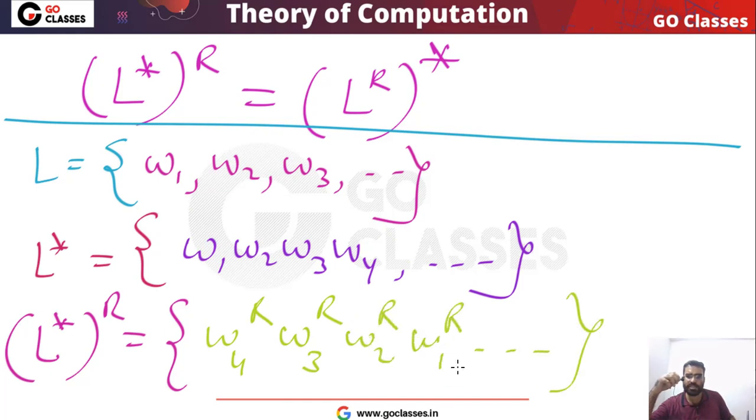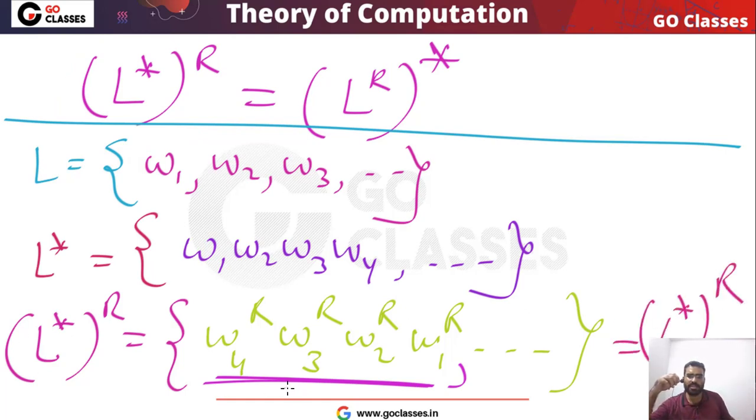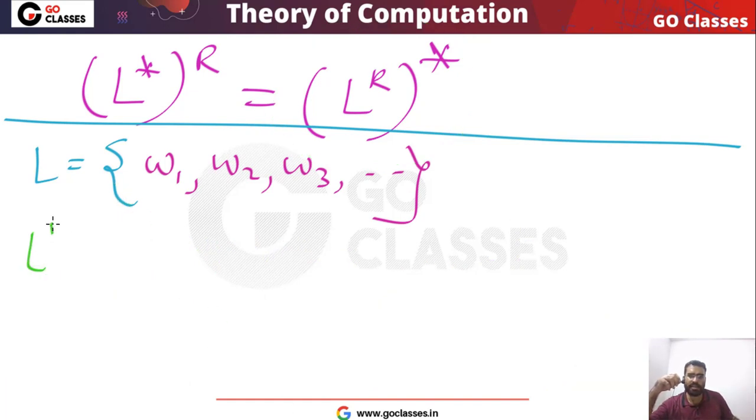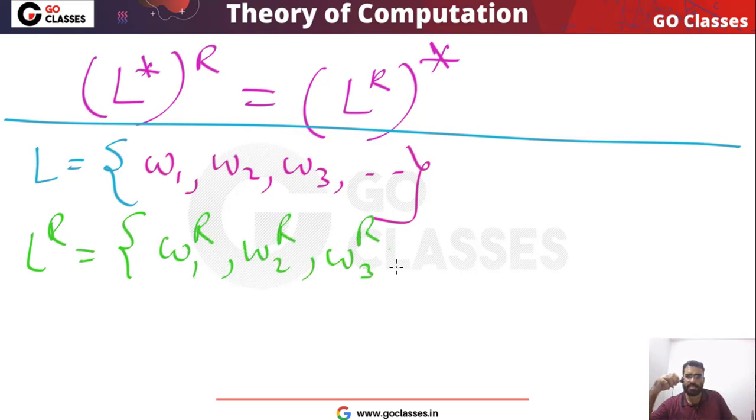So you can notice that this type of string you have in L star whole reverse. This is the template of L star whole reverse. You have this type of strings in L star whole reverse. Now the same pattern you have in L reverse whole star, because in L reverse, this will happen: W1 reverse, W2 reverse, W3 reverse, W4 reverse, and so on.